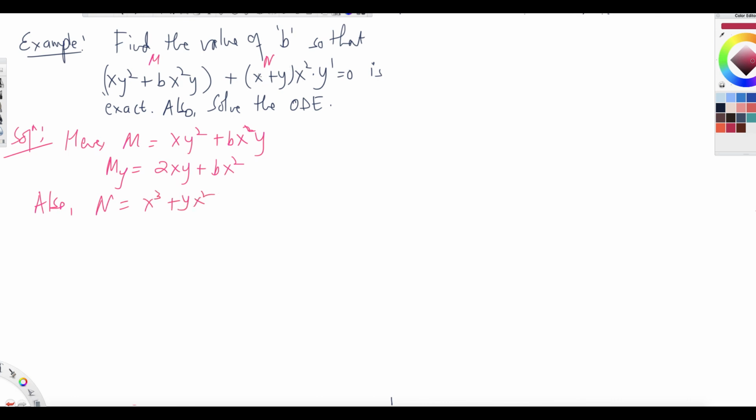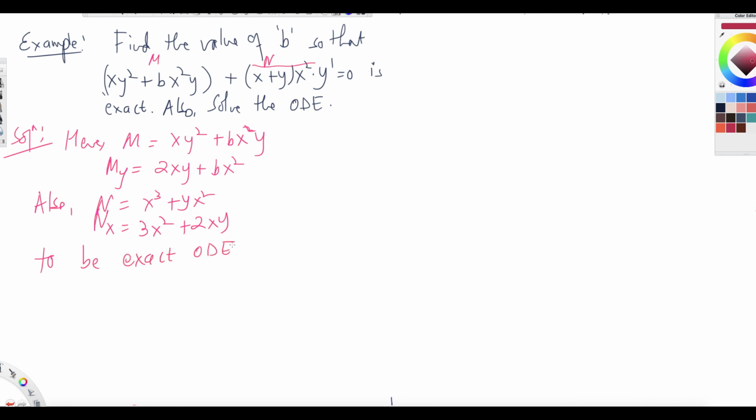Because this is (x plus y) times x squared, right? So that is the N. This total is the N thing, right? So if you distribute this, you'll get x cubed plus yx squared. So what is N sub x? That will be 3x squared plus 2xy.